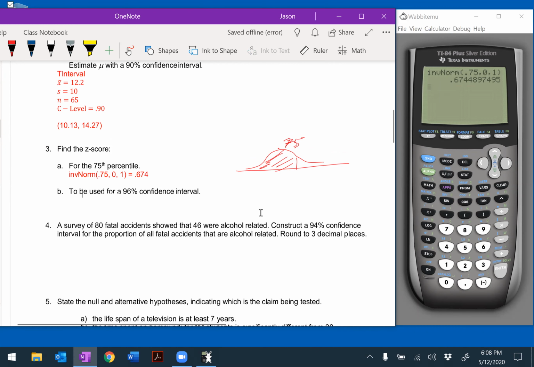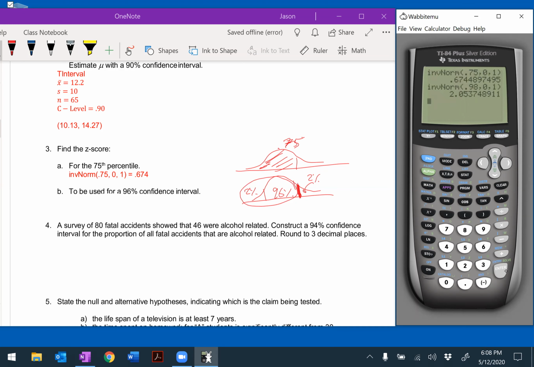Okay. What's the z-score to be used for a 96% confidence interval? Well, confidence interval says that this is 96%. I want the z-score, which is going to be the positive critical value here. So that means I've got 2% over here, and 2% over here, making a total of 98% below that line. So I'm going to use inverse norm for 98%, this time 0.98.